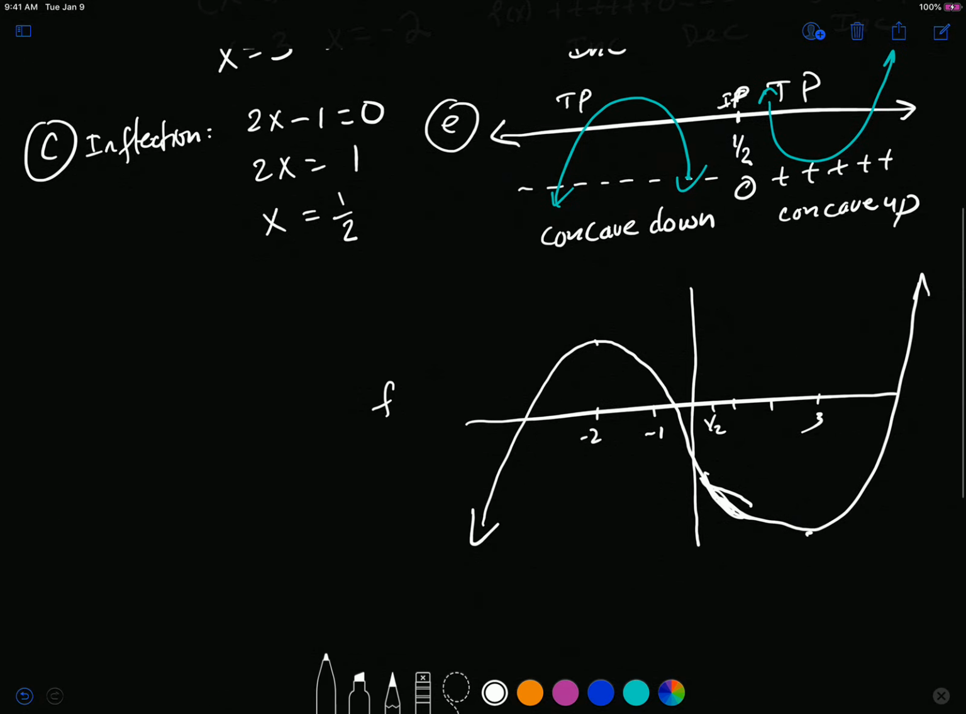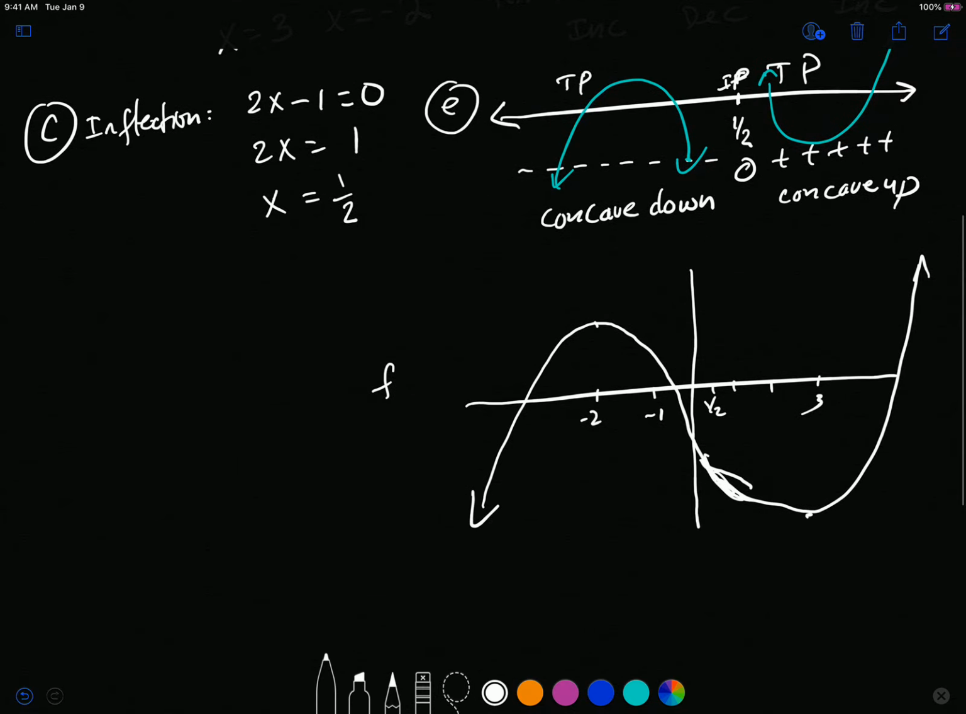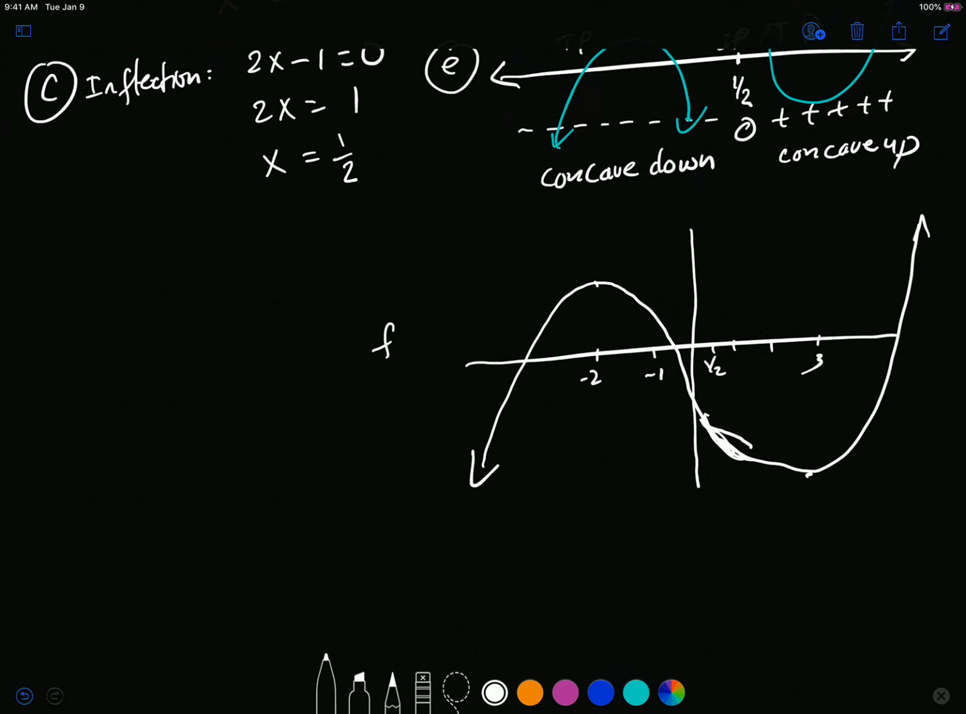And so that tells us the answer to the last part of the question. At x = -2, I have a local max, and at x = 3 I have a local min.